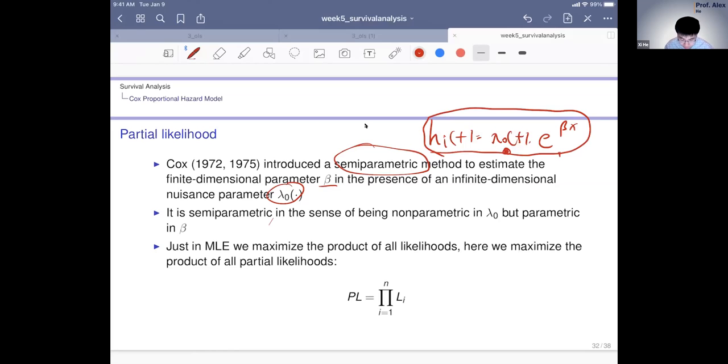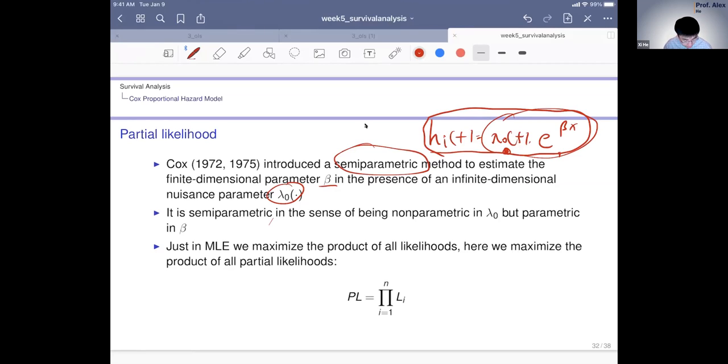However, the hazard functions are still proportional to each other because we take this form. Okay, so that's called semi-parametric, because we're not parametric about the lambda part. The lambda can be anything. However, we are parametric about this part where it has to take this form and it has to be proportional to each other.